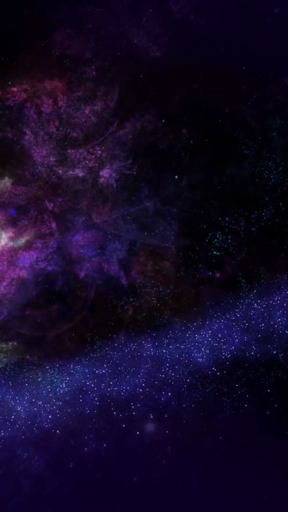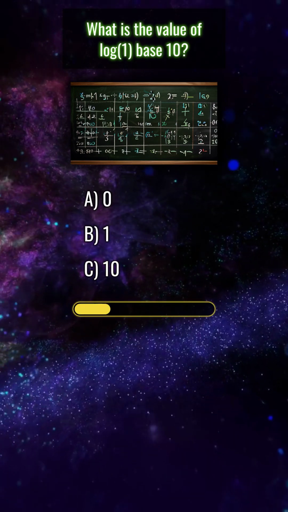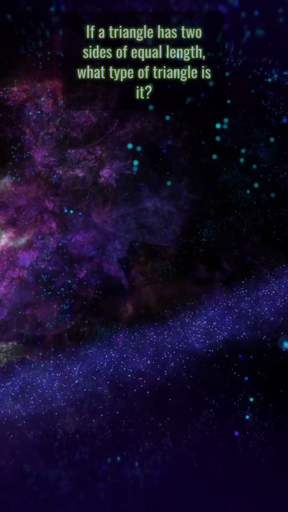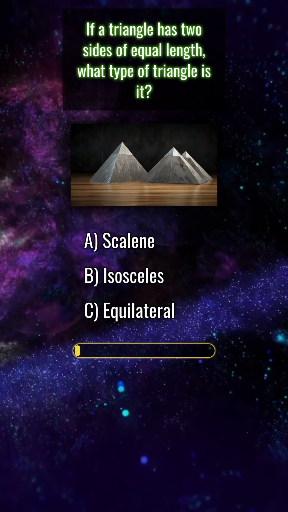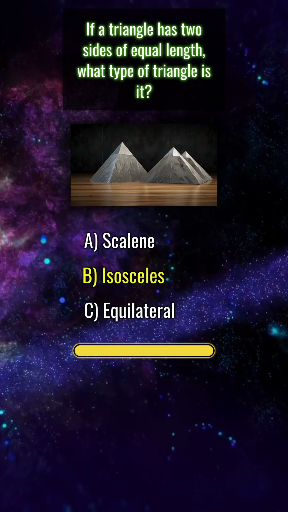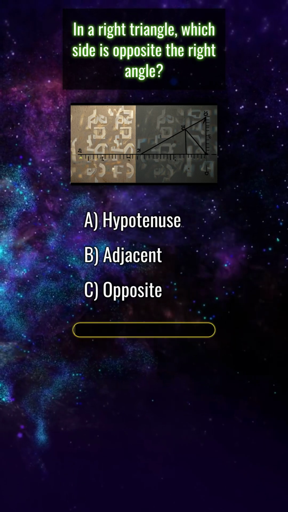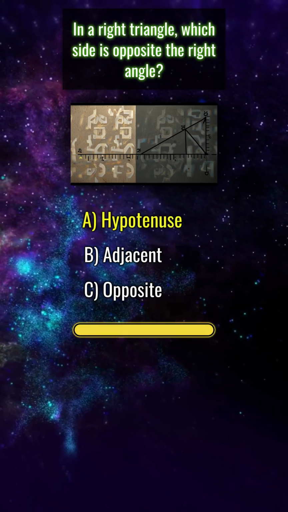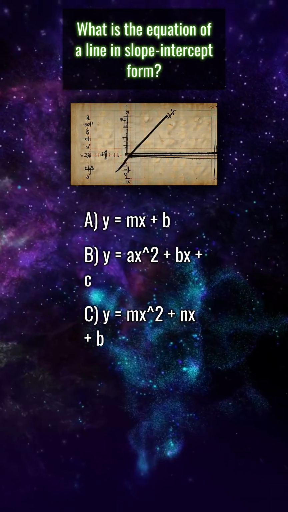A. Acute. What is the value of log 1 base 10? A. 0. If a triangle has two sides of equal length, what type of triangle is it? B. Isosceles. In a right triangle, which side is opposite the right angle? A. Hypotenuse. What is the equation of a line in slope-intercept form?